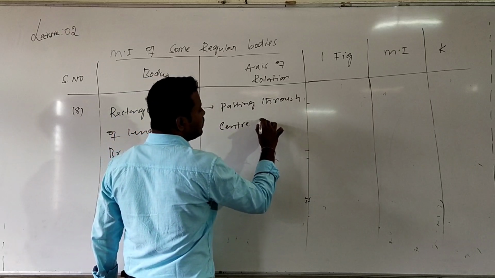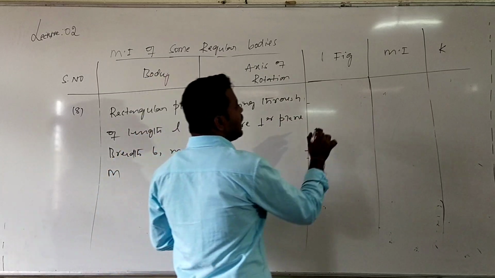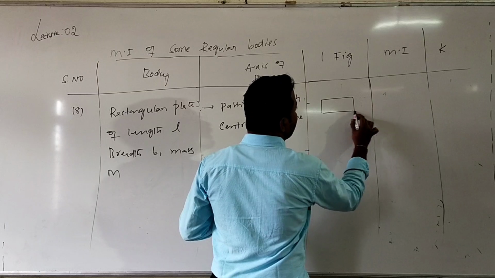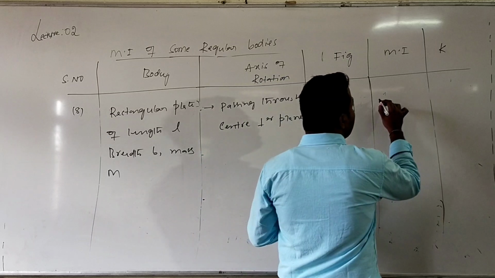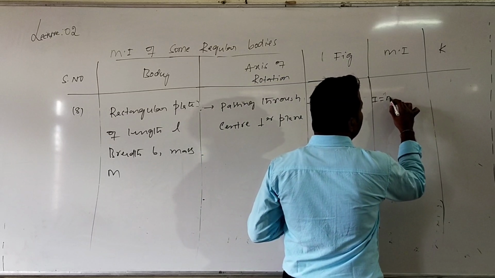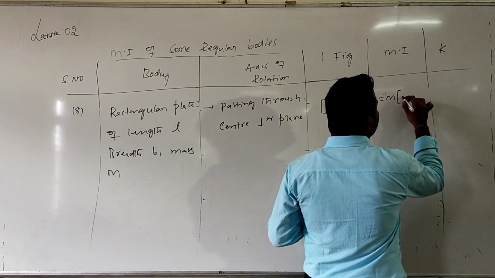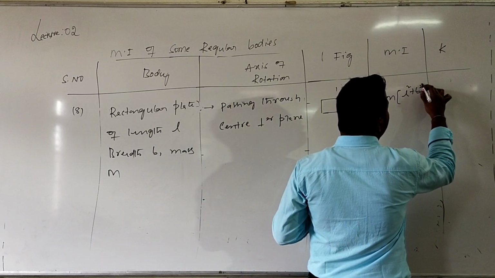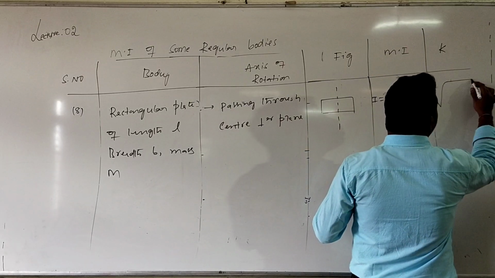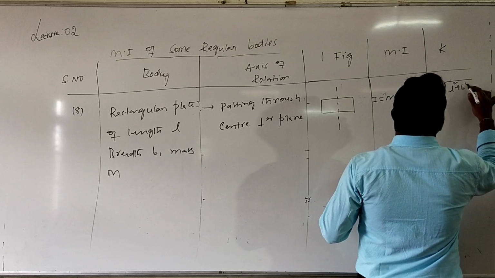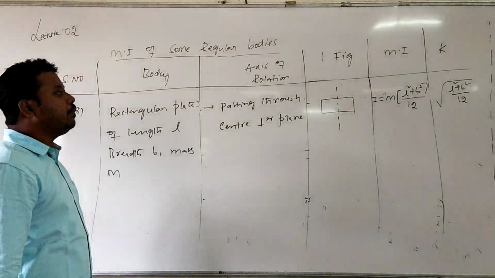perpendicular to plane. So what is a rectangular plane about an axis passing through center perpendicular to plane? Moment of inertia given by I is equal to M into, so what I get the answer is (L square plus B square) by 12. Radius of gyration value root over (L square plus B square) by 12. This is for rectangular plane.